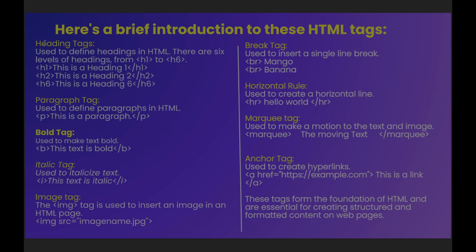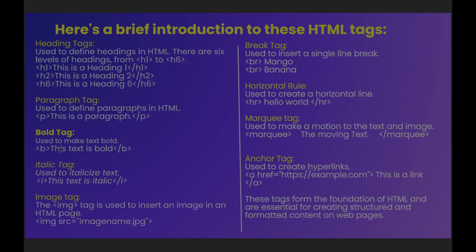So at first, here are heading tags. So what is a heading tag? The heading tag is used to define headings in HTML. There are 6 levels of heading from H1 to H6. H1, H2, up to H6, and the paragraph tag. So for the paragraph, we use the paragraph tag, P and P close, okay.